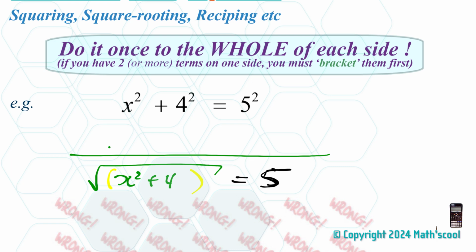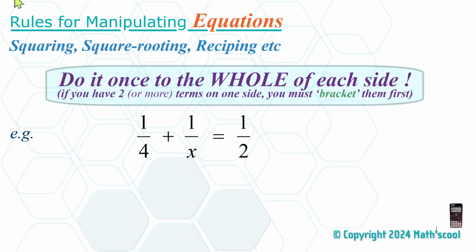So yeah, it's trapped now, so we can't undo that, we can't fix that, so it doesn't really work. This is recipping. Again, it's very tempting to do this. It's very tempting to do recip, recip, recip. Recip means turn the fraction upside down. That's what it means.